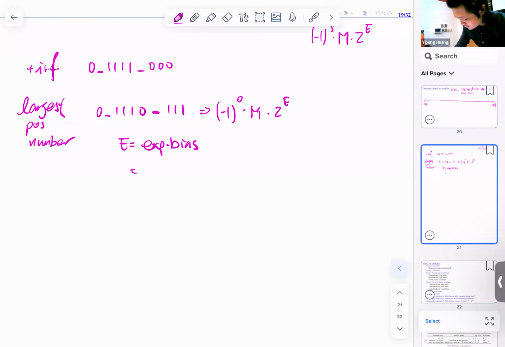What's the exp field? So the exp field in this case, what's that binary number? 1110. Is it 7? So exp is this. It's 14. And what is bias in this setting? So what's the rule for determining what the bias is based on k?